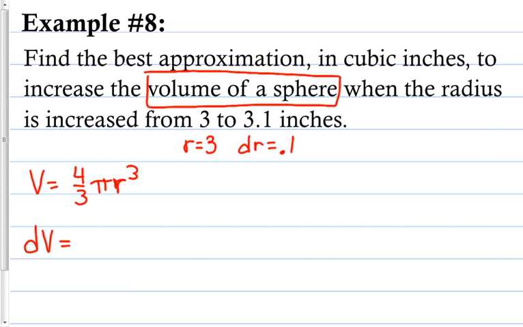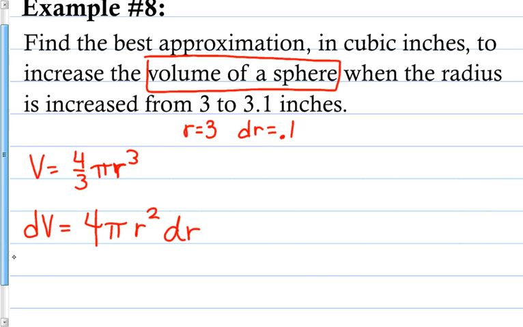It is a constant. So 3, bring it to the front. 3 times 4/3 is just 4. Do the math. 3 times 4 is 12. 12 divided by 3 is 4. Pi is a constant. It stays there. Still being multiplied. And then the r cubed becomes r squared. And I derived r, so dr. So there's my equation. Now I get to plug in the stuff I know. Now dV is what I'm looking for.